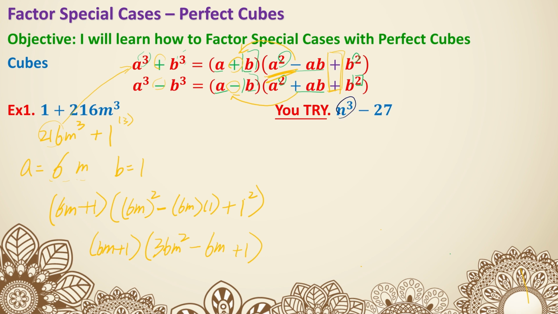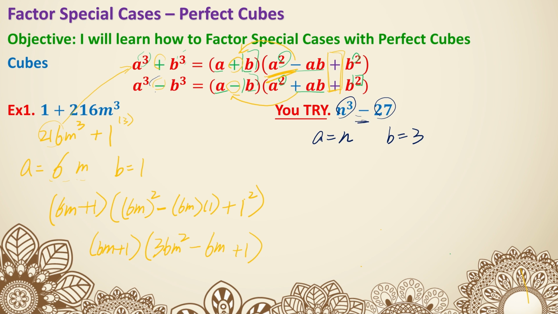N cubed is going to be our A cubed, so our A is n. And this is our B, which is a 3. One thing to be careful about: we are not actually taking the sign with A or B, because the sign is going to be taken care of by the formula when we later put everything into the formula. So now let's do it.